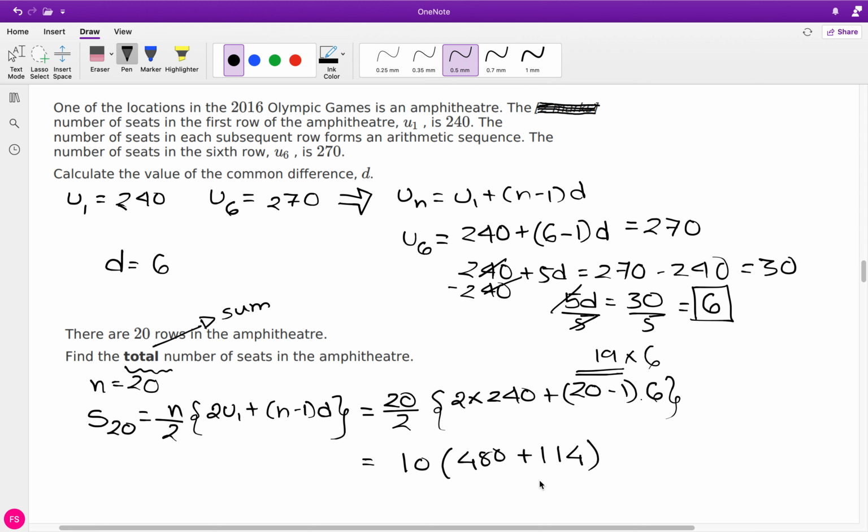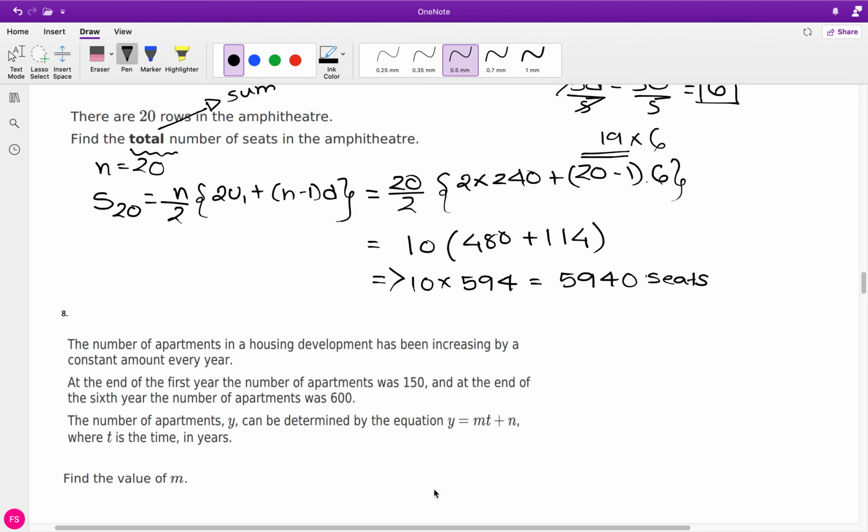Then you need to add these two terms. 114 plus 480, that will give you 594. So 10 times 594 will give you 5,940 seats. Okay, that's all for this question. Let me move to the second question.